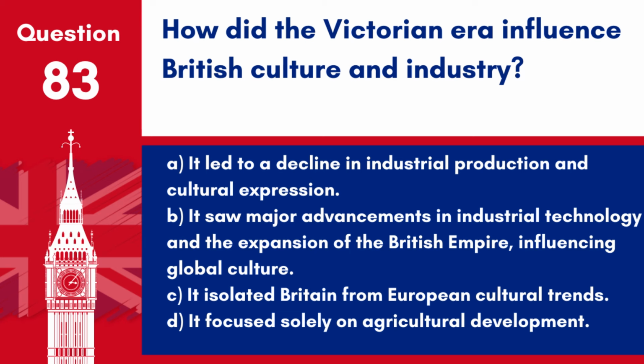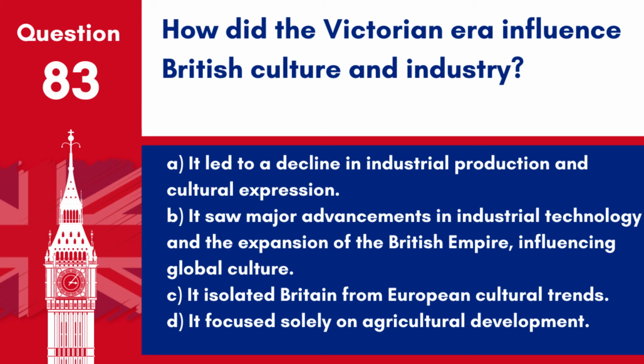Question 83. How did the Victorian era influence British culture and industry? A. It led to a decline in industrial production and cultural expression. B. It saw major advancements in industrial technology and the expansion of the British Empire, influencing global culture. C. It isolated Britain from European cultural trends. D. It focused solely on agricultural development.